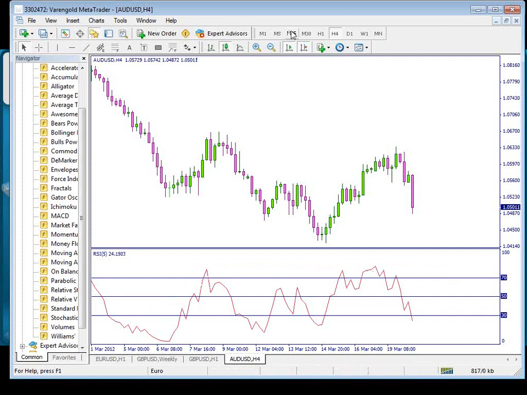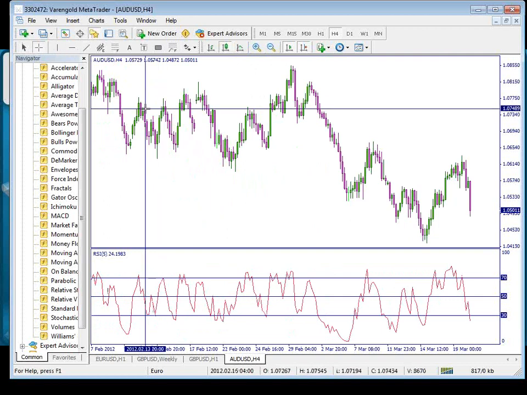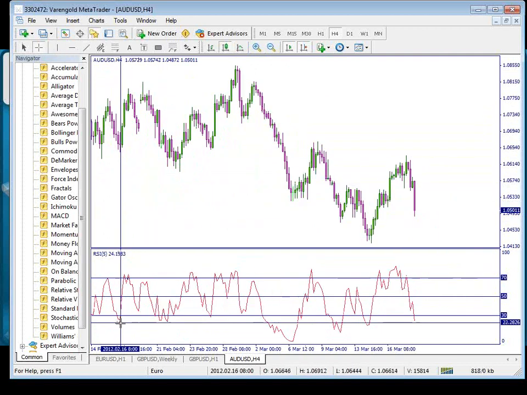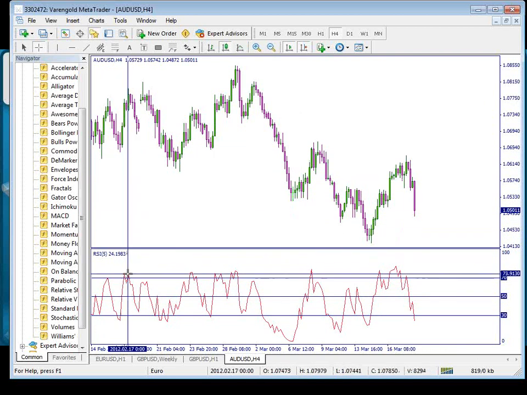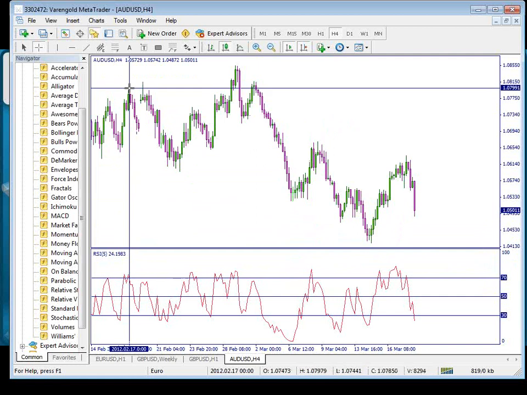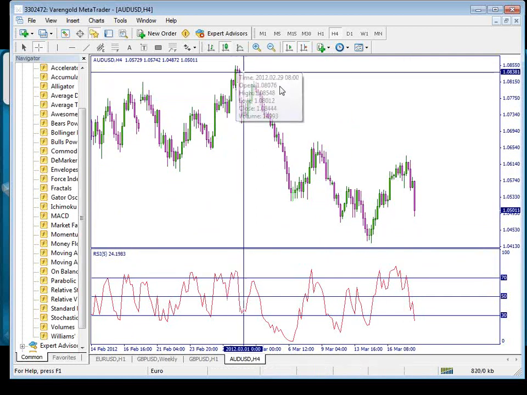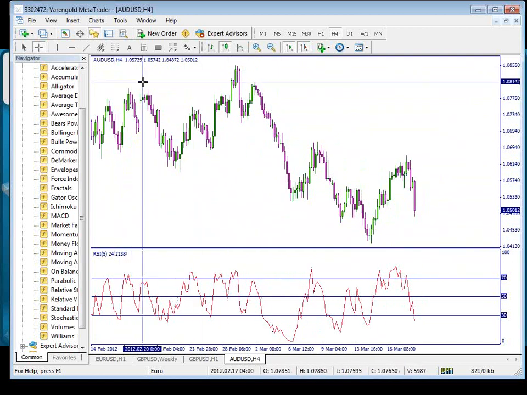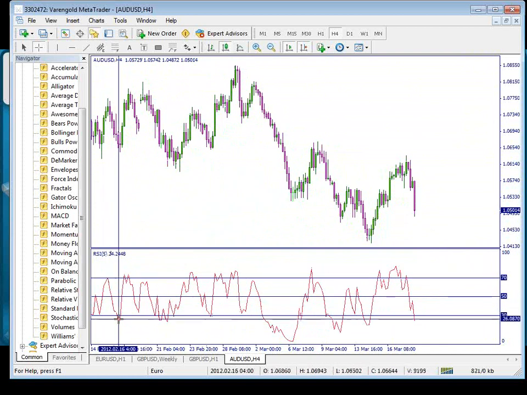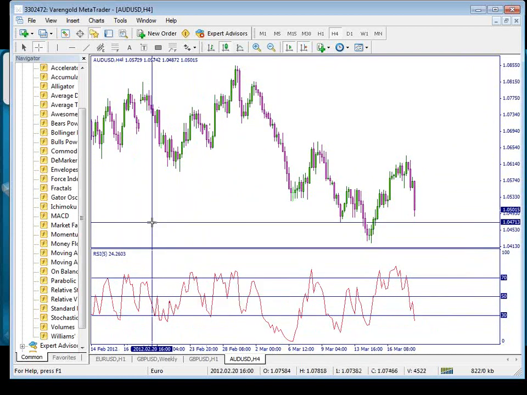So if we look at the chart, we can see that a low in the RSI corresponds to a low in the price. When we have a high in the RSI, we also have a high in the price levels. This is happening with most oscillators of the price. We can see also that they are in accordance with the RSI oscillator.